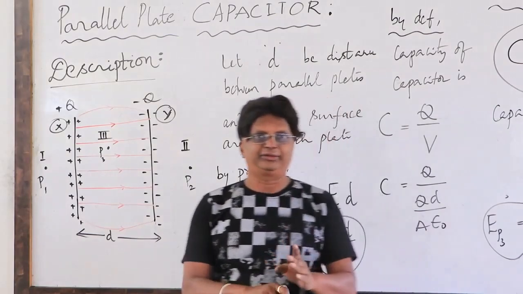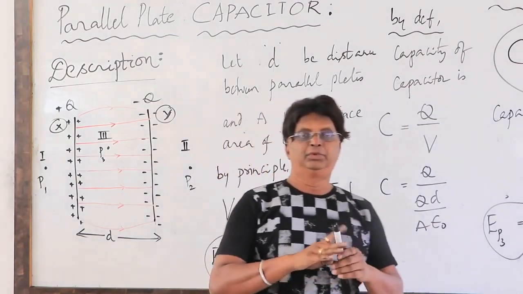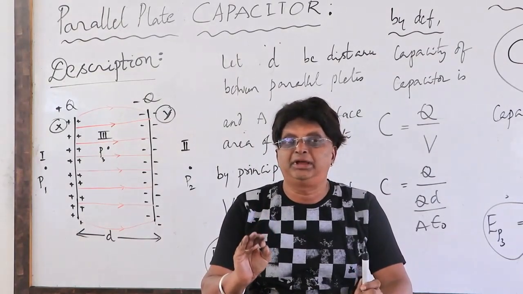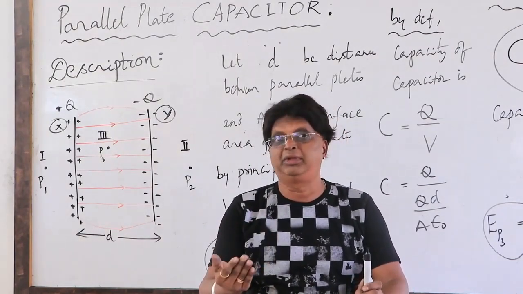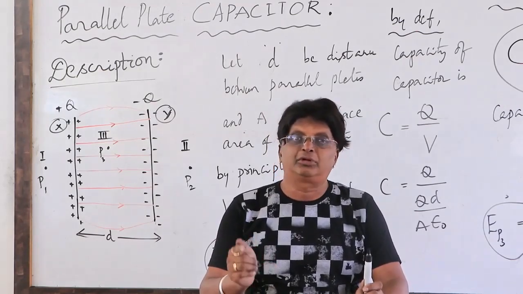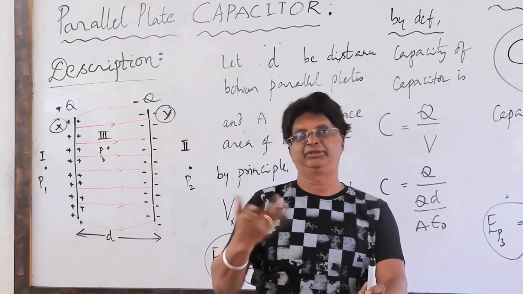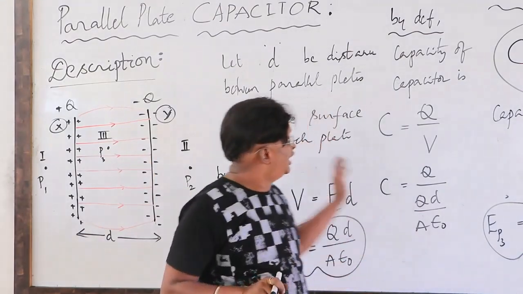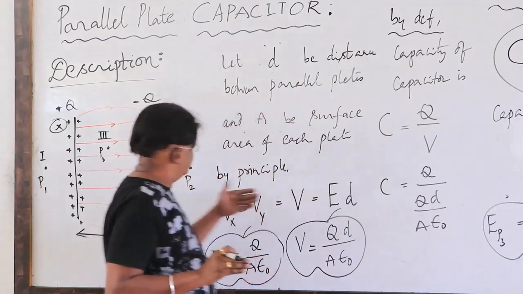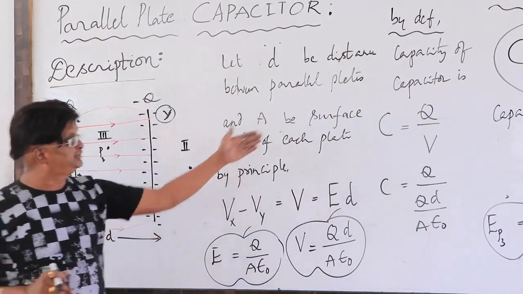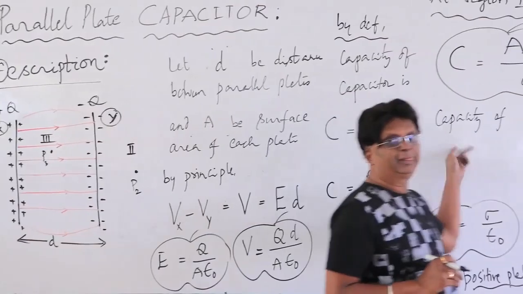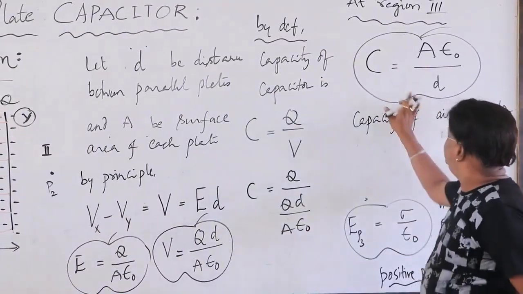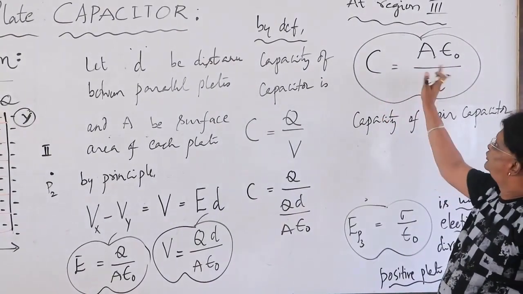So, for this class we have a topic. In a 40 minute class, the topic is the parallel plate capacitor. The question is: derive an expression for the capacity of a parallel plate capacitor. We have a figure with three reasons: electric field, potential difference, and capacity expression. These are the results. In the board exam it carries 5 marks or 3 marks.